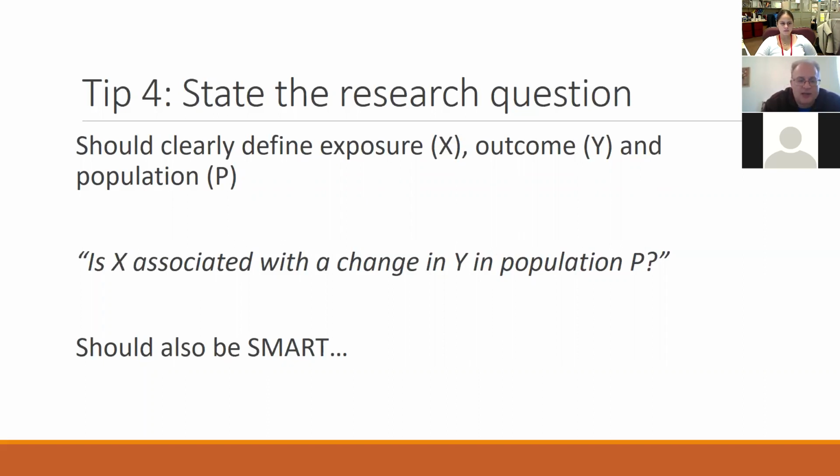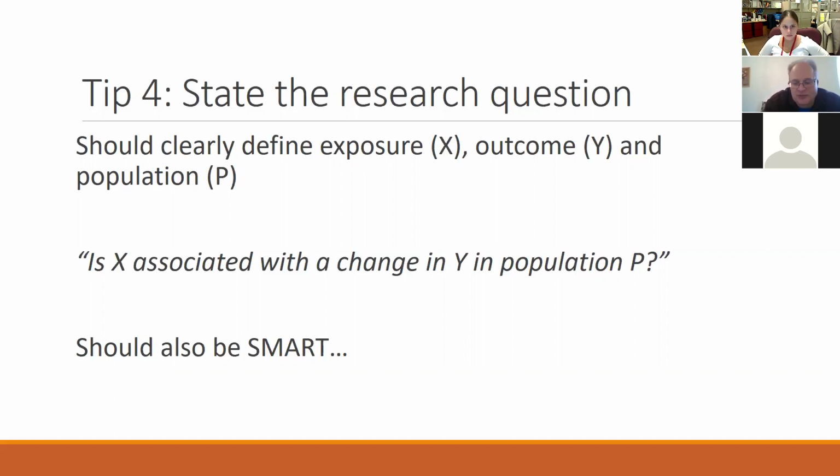So X would be the risk factor of interest. Maybe you're doing a study looking at the effect of high-fat diet on colon cancer. So high-fat diet is your exposure of interest. Y would be your outcome, such as colon cancer. And then your population is really, who are you studying? What's the inclusion criteria for your study?